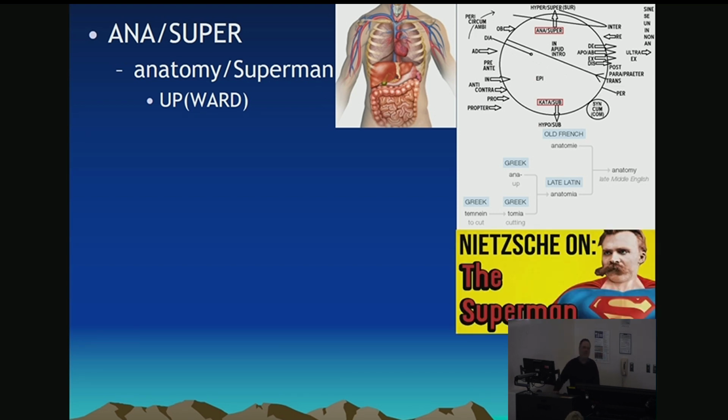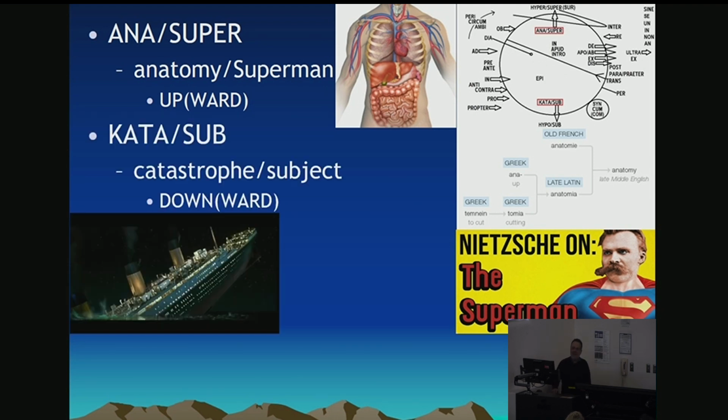And then Superman, what the heck? I'm keeping things simple when it comes to roots, so anything that uses super. Nietzsche is pretty much responsible for the very archetype of Superman, this idea of the Overman, the Übermann in German. And then you go down, okay? So now we're talking about a catastrophe such as the Titanic. And what does it mean?